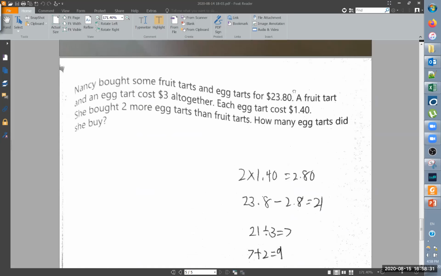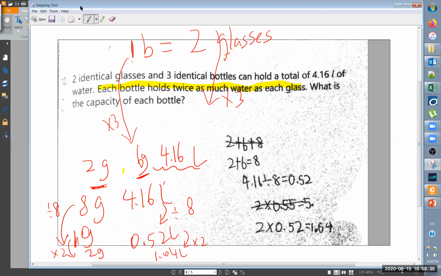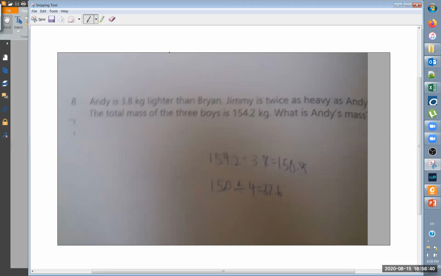So let's look at the question that we skipped. This is also a similar question. It says Andy is 3.8 lighter than Brian. Jimmy is twice as heavy as Andy. The total mass of the 3 boys is this. What is Andy's mass?